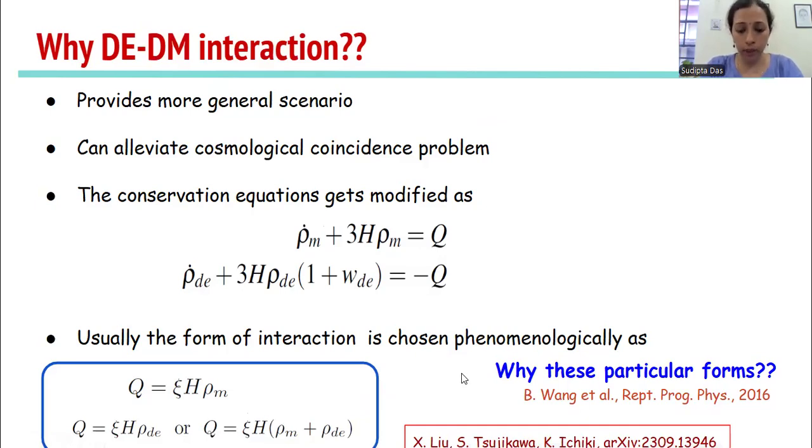Obviously, it would have been better if one could obtain the form of this interaction directly from the action. Till now, I have come across only one paper by Liu and Suzukawa, where they have considered a very special case where they have considered the potential to be exponential, and so the source term also comes out to be exponential, where they could obtain the form of this interaction term directly from the Lagrangian. But that may be an artifact of the choice of the potential, because an exponential potential gives us an exponential source term. But otherwise, it becomes very difficult to obtain the form of the source term directly from the Lagrangian. So we resort to these phenomenological choices.